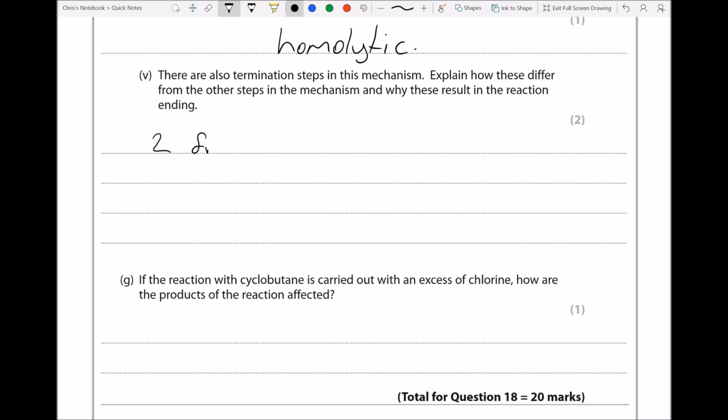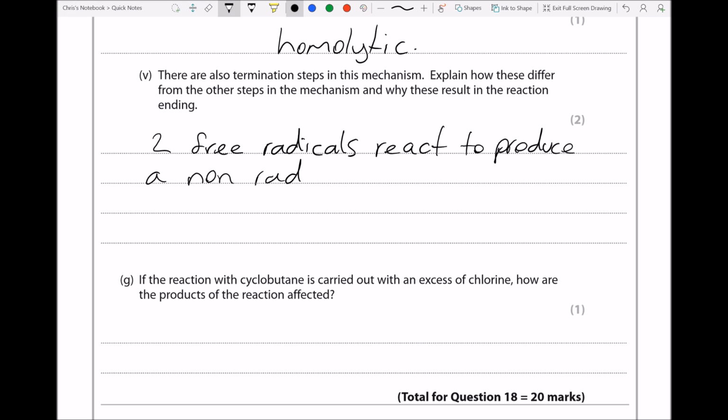So we've got 2 free radicals react to produce a non-radical product. Okay, so you get 2 marks. One for saying you've got 2 free radicals reacting, and the second mark for saying that a non-radical product is made. So that's why they're a little bit different.